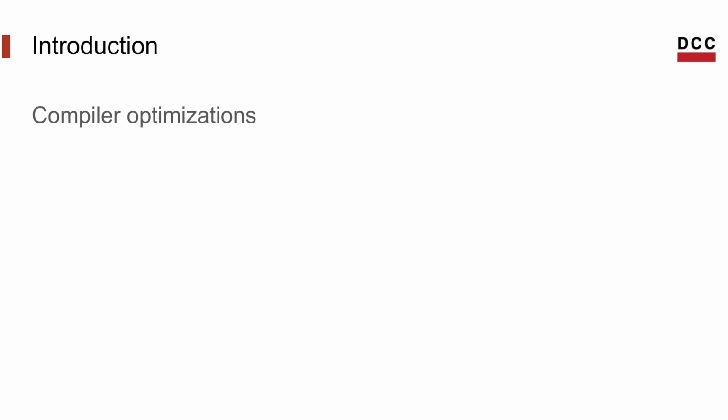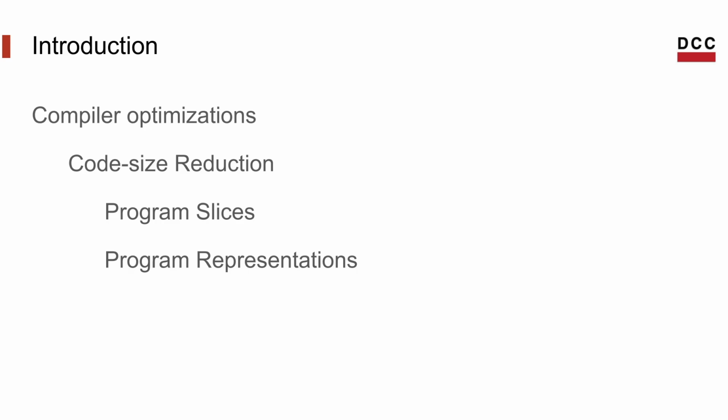This is a compiler optimization work, and I focus on code size reduction optimizations. I mainly use the notion of a program slice as a compression unit to accomplish this task. I also leveraged different program representations to make the work feasible. My intention is to introduce you to the concept of an idempotent backward slice.